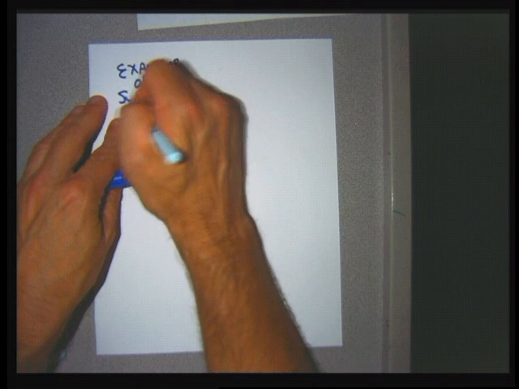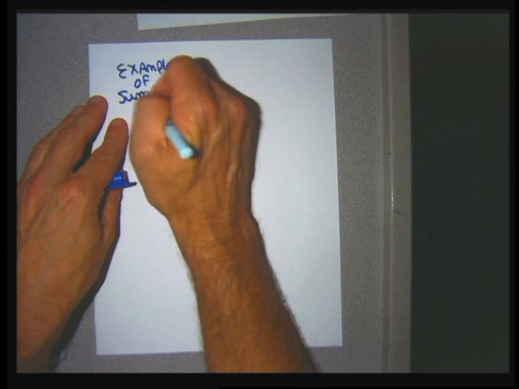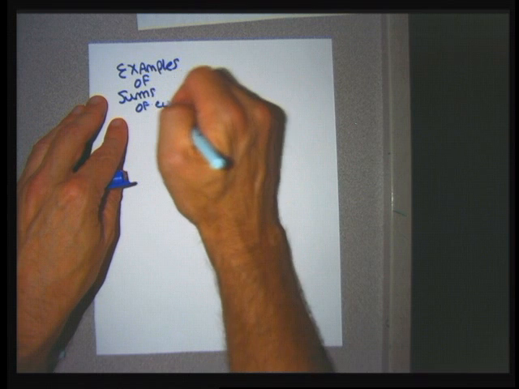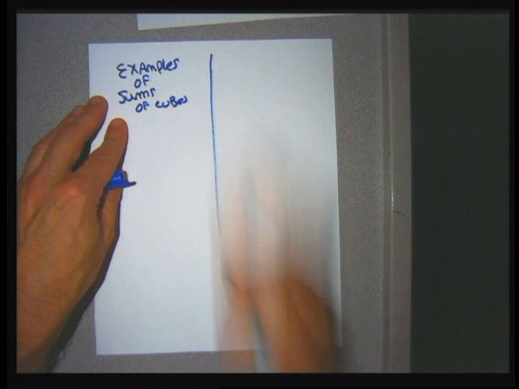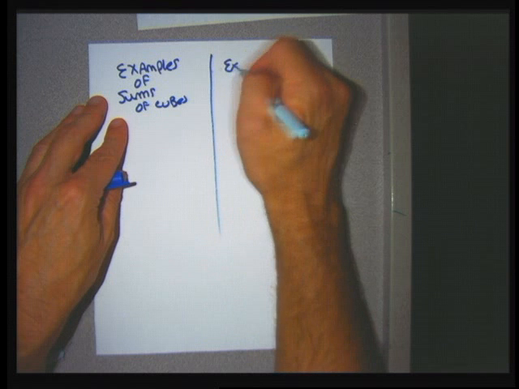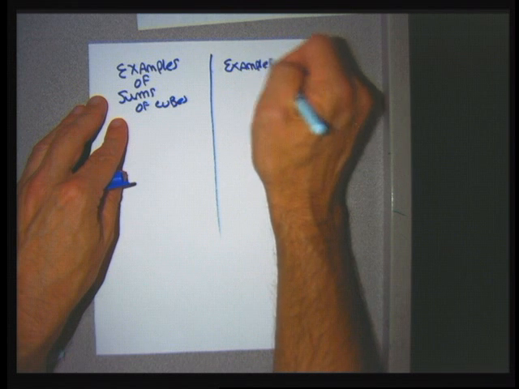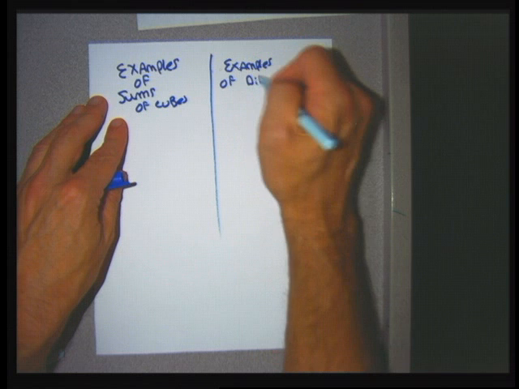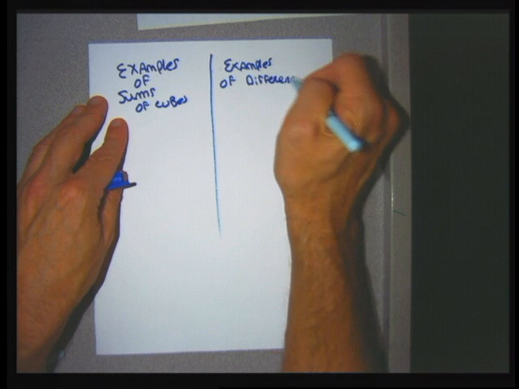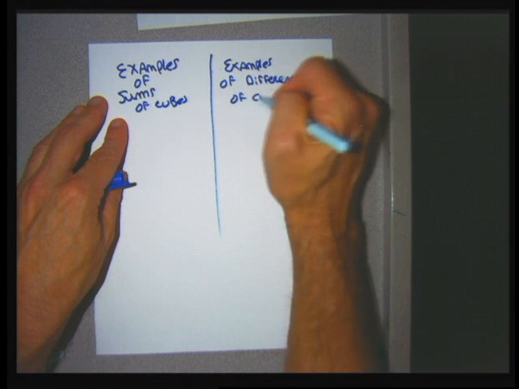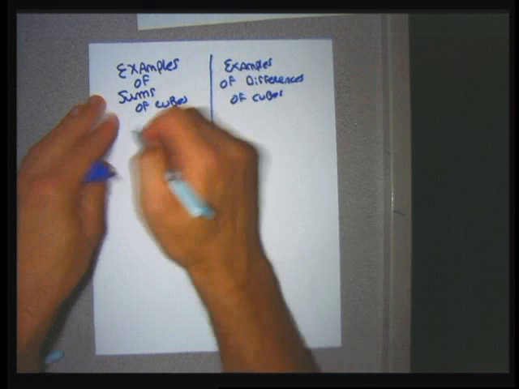Of sums of cubes, just so you can know what they look like, and examples of differences of cubes. So they have to have two terms.